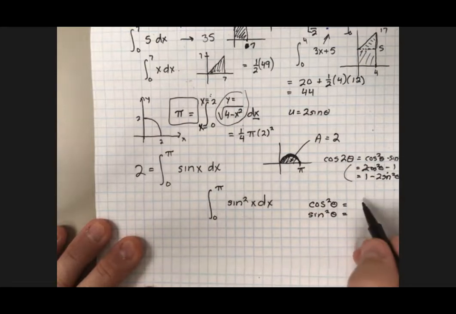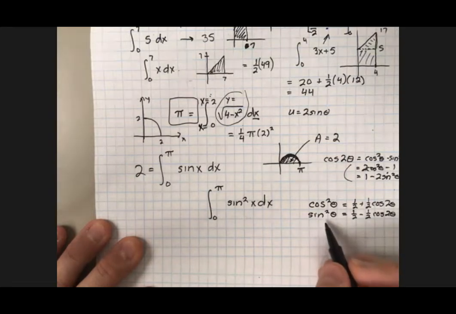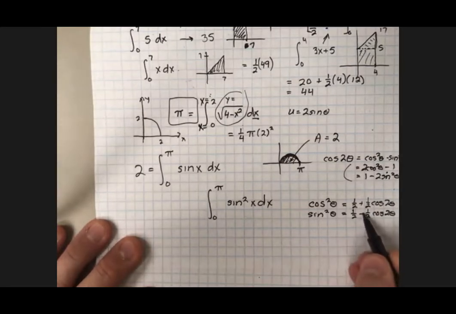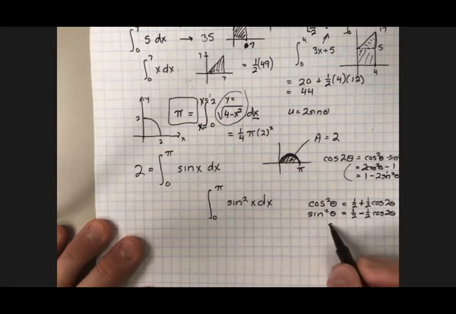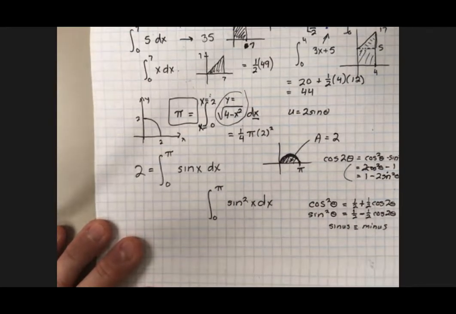And that is cosine squared is 1/2 plus 1/2 cosine 2 theta, and sine squared is 1/2 minus 1/2 cosine 2 theta. In other words, they're exactly the same. Now they have a very convenient format. One of them's plus and one of them's minus. It helps to remember things in pairs, but how do you remember which one is minus? I just say, you know, sinus minus. That is absolutely silly, but I never forget that sign.